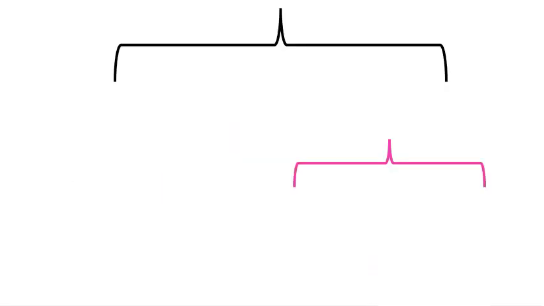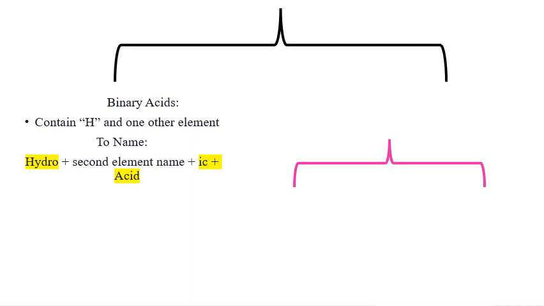So while naming the acids, we have to remember how to name the binary acid. For the binary acid, as we said, it contains hydrogen and one other element. So we have to start the name with hydro, and the name of the second element should end in ic acid. For example, we can name HCl by starting the name with hydro, and the second element name is chlorine, right? So we are changing that ine to ic acid.